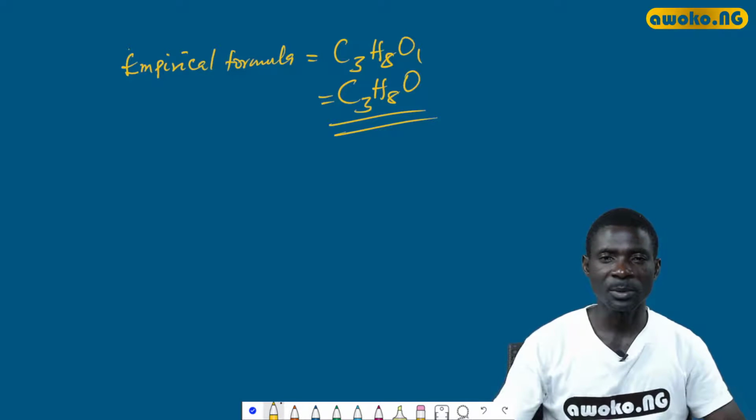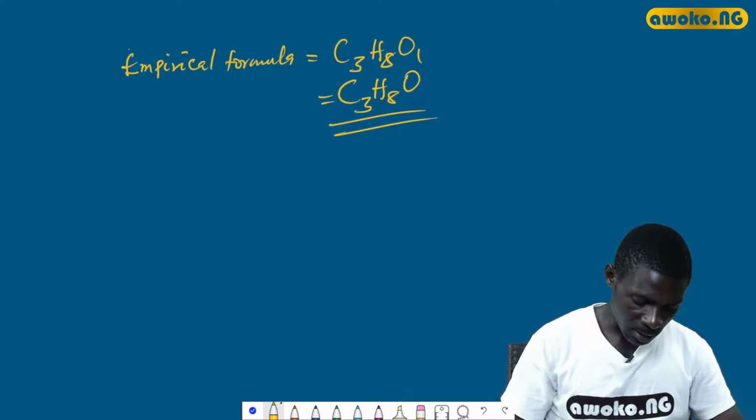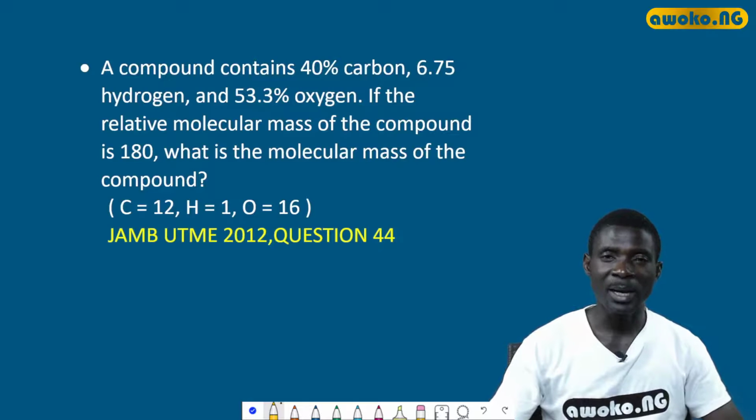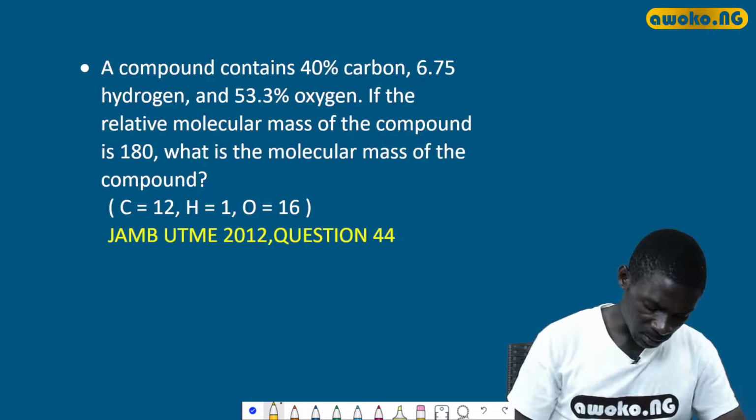It is very simple, isn't it? Now let's look at another situation where we have been given the molecular mass of the compound, and we are asked to find or to calculate or to determine the molecular formula. We can do this by first obtaining the empirical formula, after which we can now have the molecular formula. Now let's look at the question.